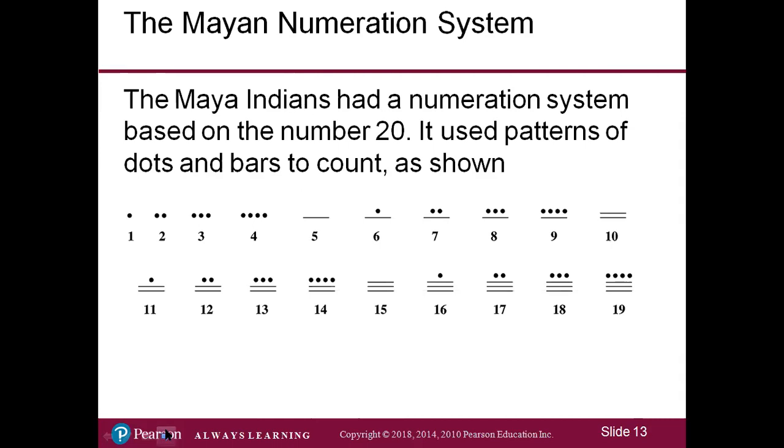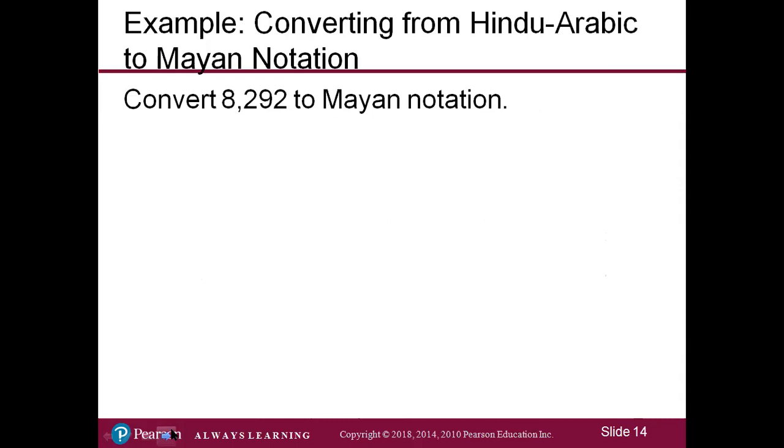The Mayan numeration system. The Mayan Indians had a numeration system based on the number 20. It used patterns of dots and bars to count as shown. So 1, 2, 3, 4 dots, and then a line. And then they start adding dots up to the top with another line, and so on, until they get to the number 19. So they have a base 20 system. Now that they hit 20, they'll have a new symbol.